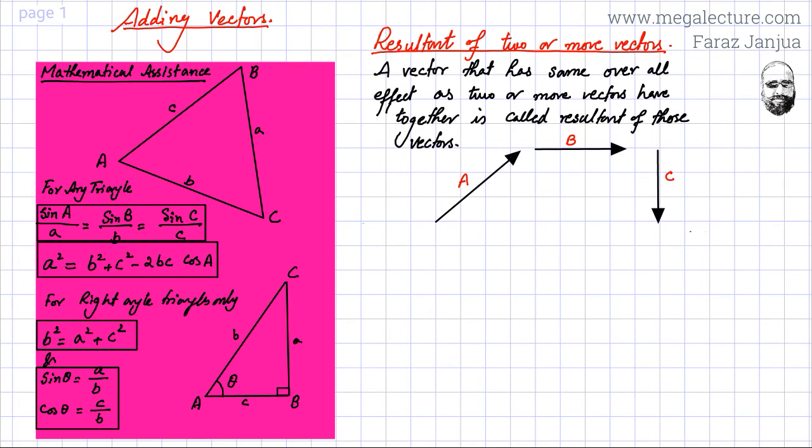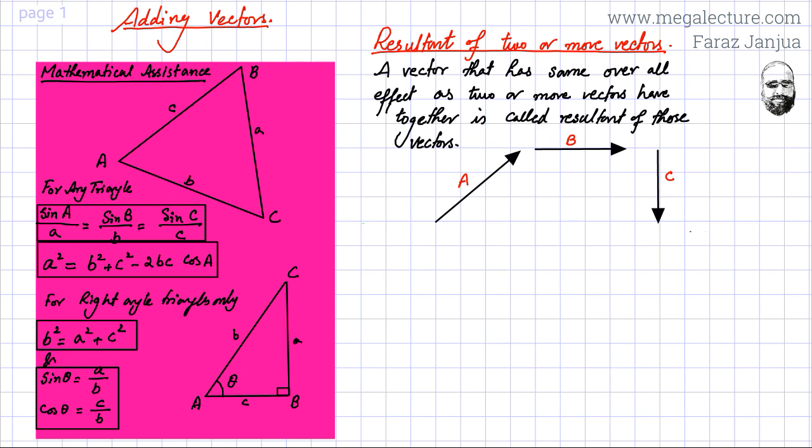But in the case of vectors, a vector of 10 and another vector of 10 can produce any resultant from 0 to 20. They can produce a resultant of 1 or 2 or 3 or 4 or 10 or 11 or 12 or 13 or 14. Up to 20, they can produce any resultant. That is not the case with scalar quantities. They are simply added or subtracted.